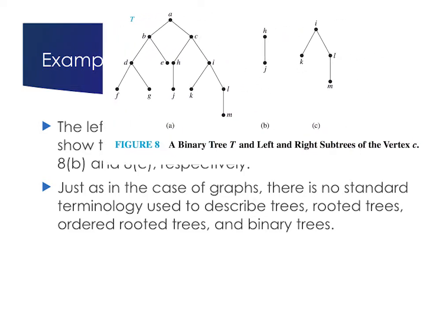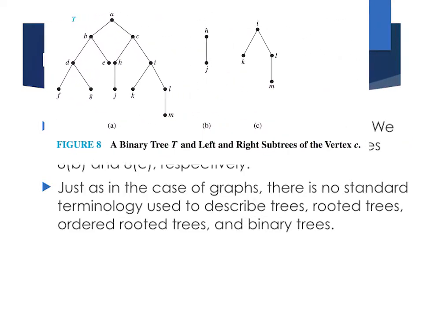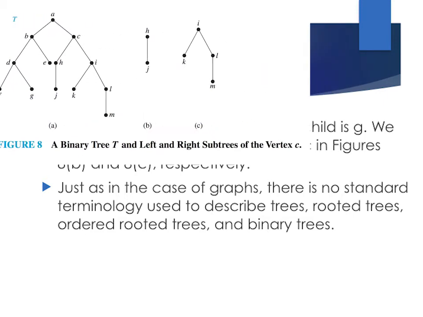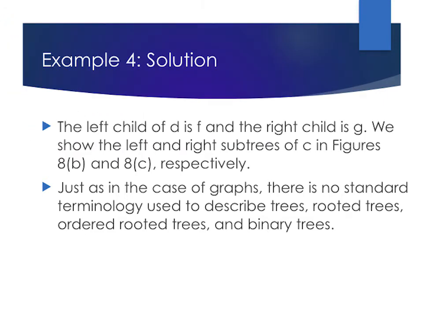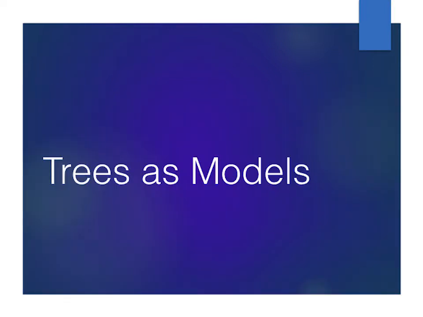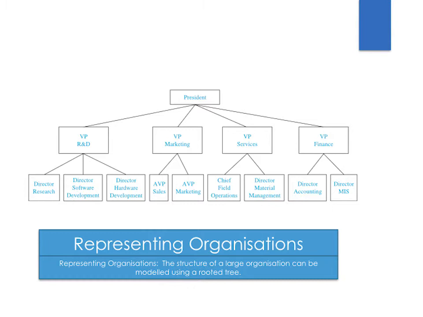Just as in the case of graphs, there is no standard terminology used to describe trees, rooted trees, ordered rooted trees, and binary trees. Trees are used as models in such diverse areas, for example representing organization. The structure of a large organization can be modeled using a rooted tree. Each vertex in this tree represents a position in the organization. An edge from one vertex to another indicates that the person represented by the initial vertex is the direct boss of the person represented by the terminal vertex. The graph shown in Figure 10 displays such a tree.